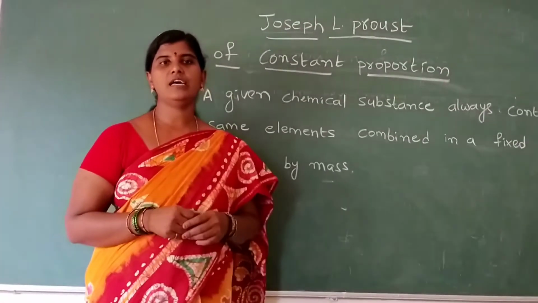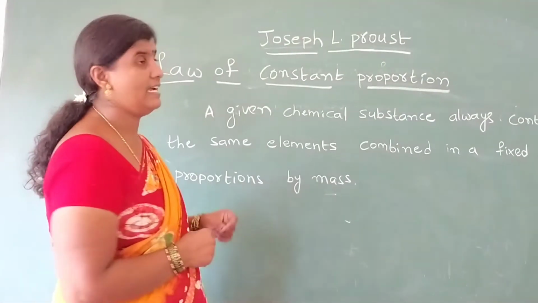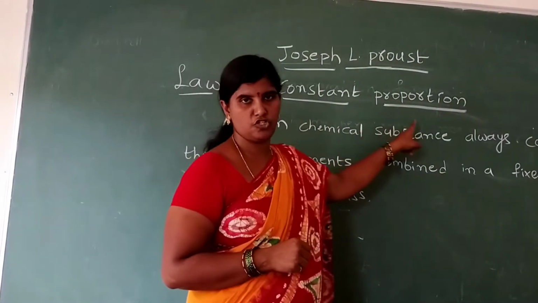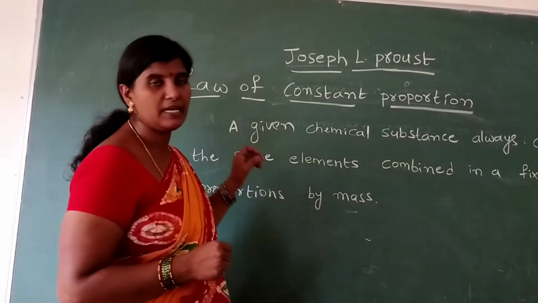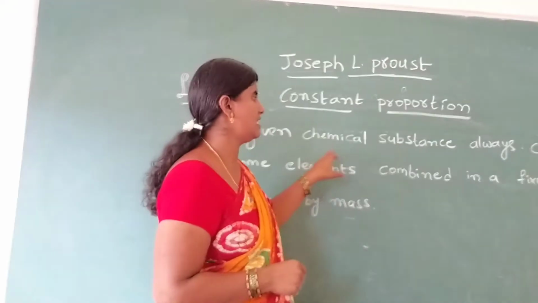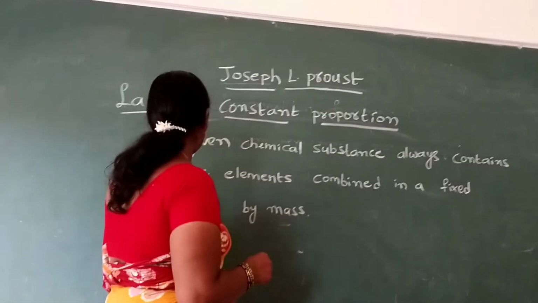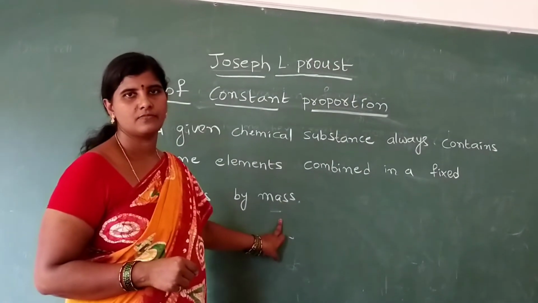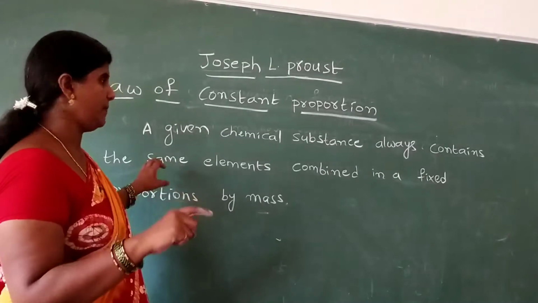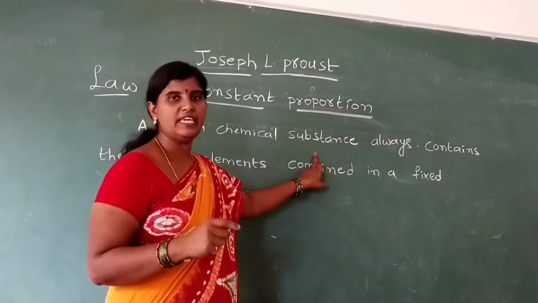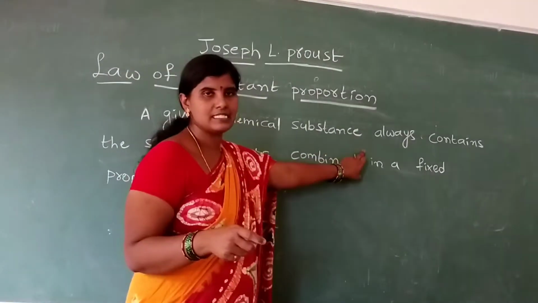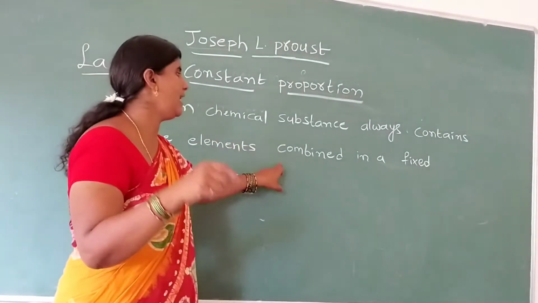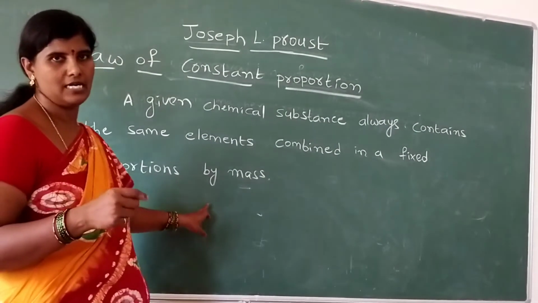Okay children, based on Joseph L. Proust's experiments, he did two experiments. We will explain one of them. What is the law of constant proportion? A given chemical substance always contains the same elements combined in a fixed proportion by mass. Again I am repeating, any type of chemical substance always contains the same elements combined in a fixed proportion by mass.